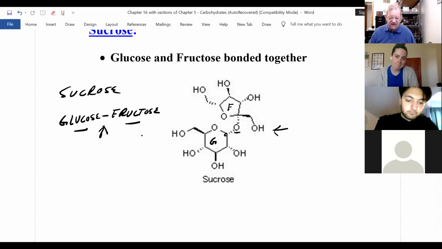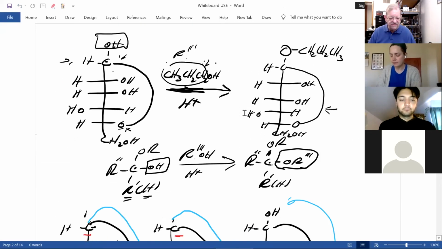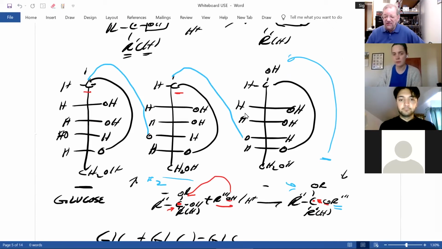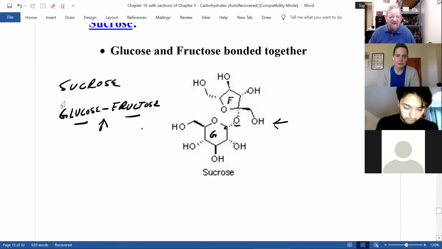Let's go back. Everybody see my whiteboard with the blue and red and everything else? This right here is an acetal linkage. In other words, part of an acetal molecule. Same thing here. And between each of the glucose molecules, we have an acetal linkage. And similar in sucrose, which is a disaccharide, you have a glucose and fructose.